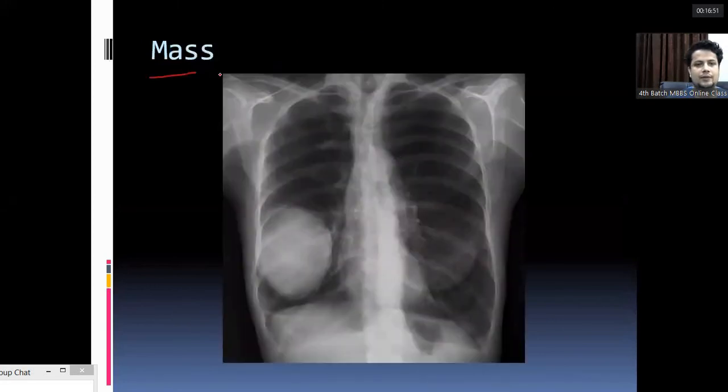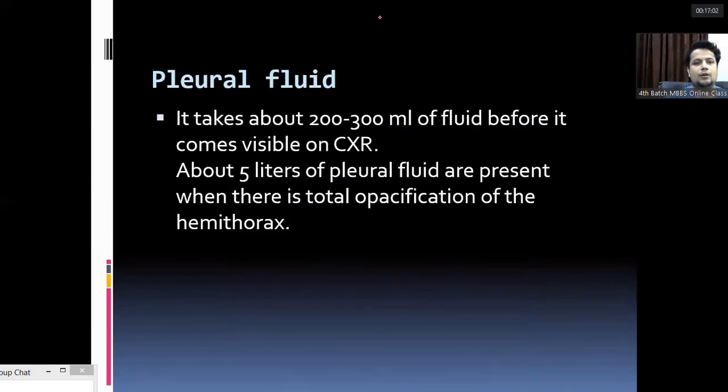If a mass is more than 3 centimeters, then we should call it a mass. This was also more than 3 centimeters, and this was a case of bronchogenic carcinoma, lung carcinoma. Now pleural fluid: it takes about 200 to 300 ml of fluid before it becomes visible on chest X-ray.